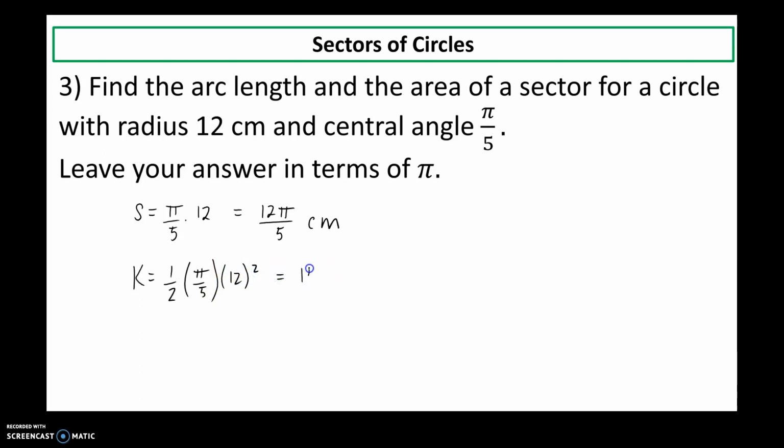Okay, so I would get 144 pi all over 2 times 5. So that would give me 72 pi over 5. Area, our units then would have to be centimeters squared. Okay, so try and get in the habit of writing the units on there as well.